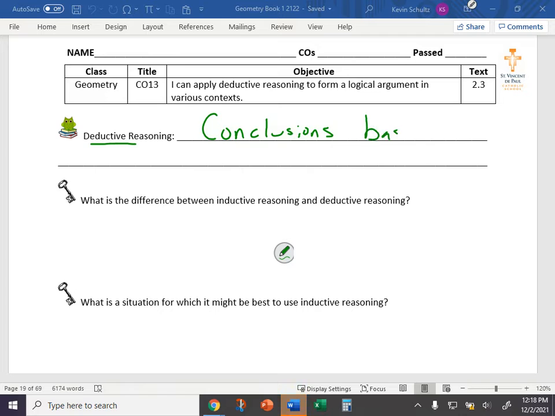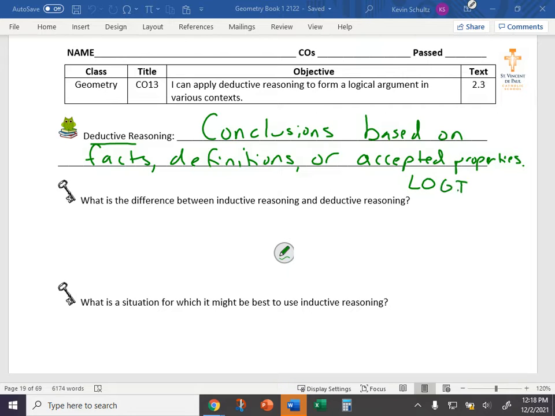Conclusions based on facts, definitions, or accepted properties. The key word that goes with deductive reasoning is logic.